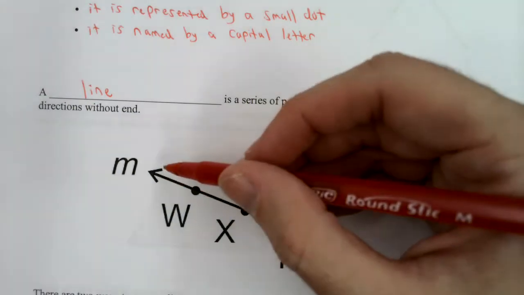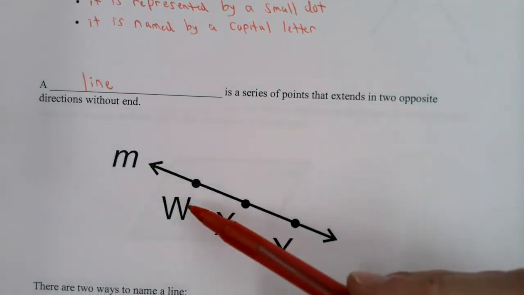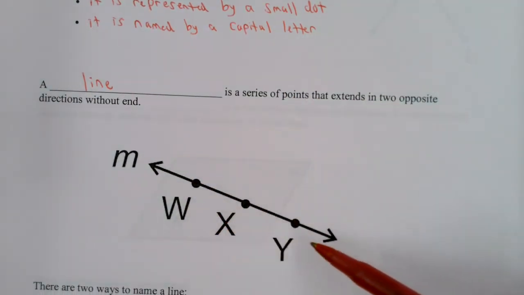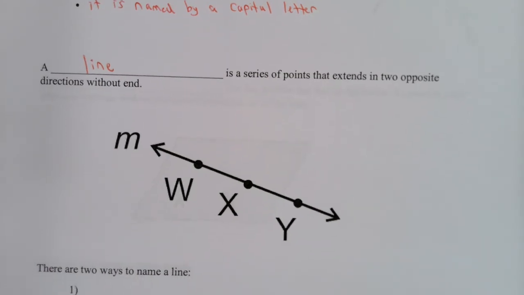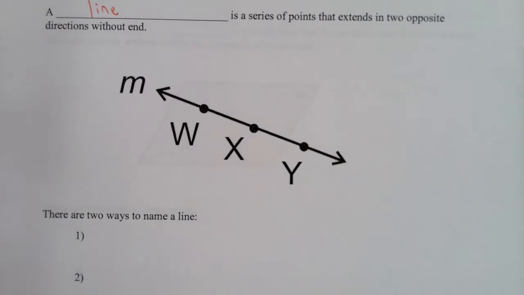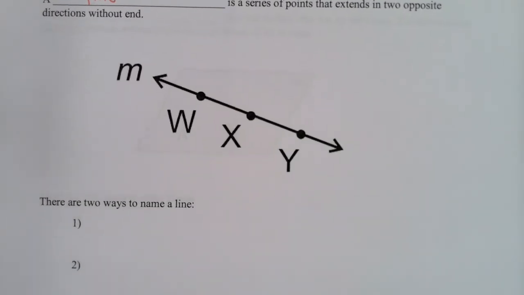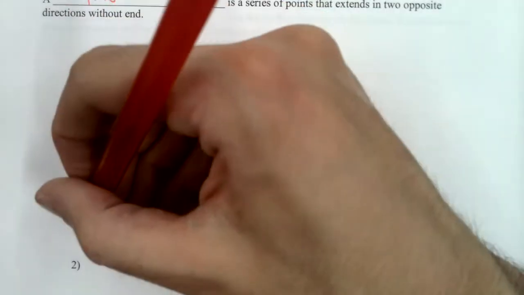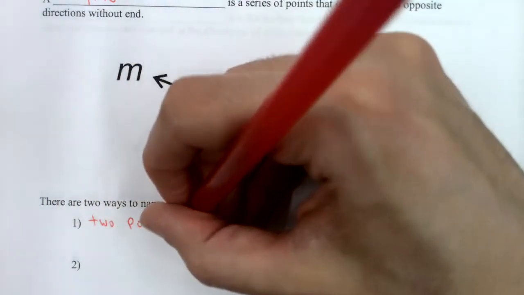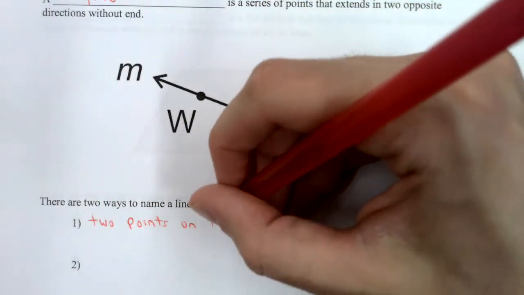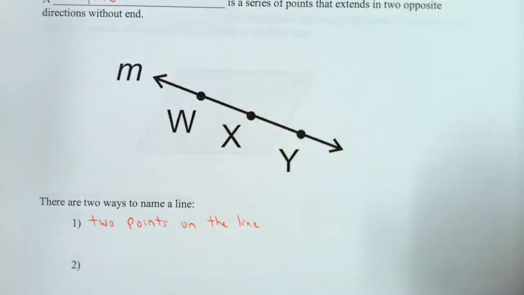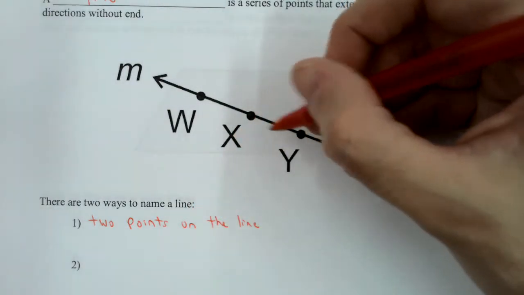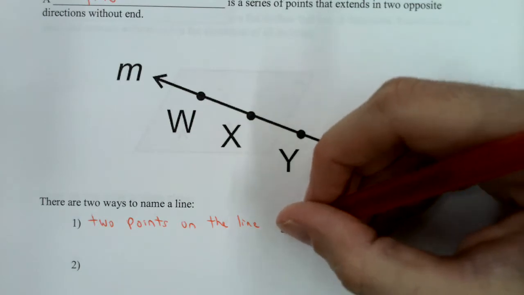And you'll see you have a line drawn over here. W is a point, X is a point, and Y is a point. Now back to lines. There are two ways to name a line. The first way is to name it with 2 points on the line. For example, let's do X and Y. Those are 2 points. They're on the line.